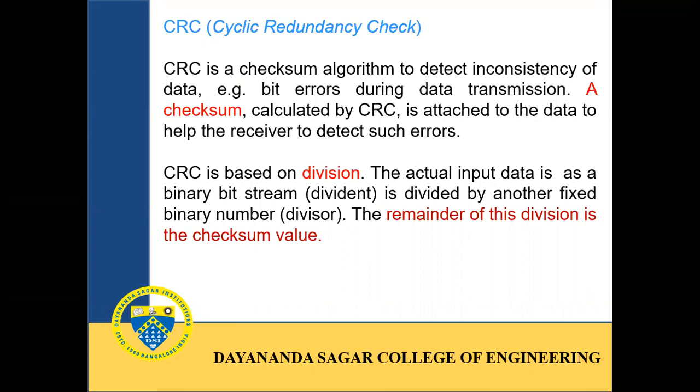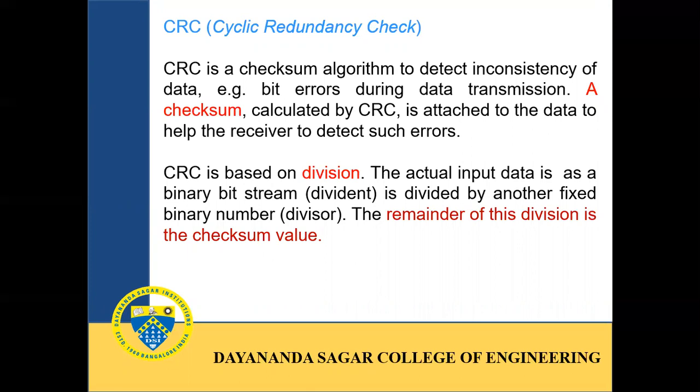CRC is a checksum algorithm that is used to detect any kind of error that occurs in the transmission of frames. The checksum is a kind of word that is attached to the data message or to a frame that is used in the transmission of data in the data link layer.